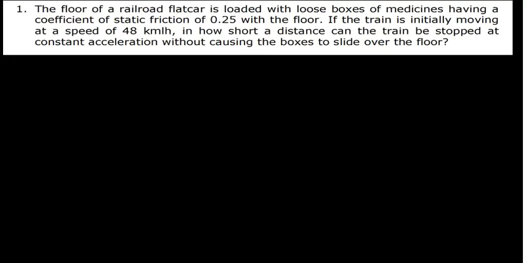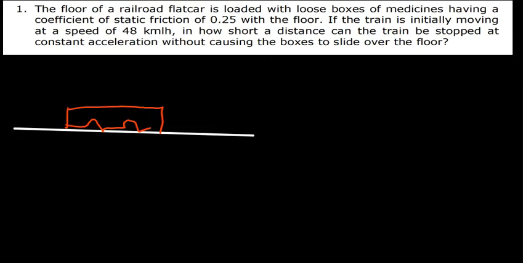It is very important for us to understand the question. After understanding the question, we need to come up with a free body diagram. Let's assume this is the rail line, or let's just say this is the road. Here is our flat car. This flat car is moving, and in short, here they are saying constant acceleration.